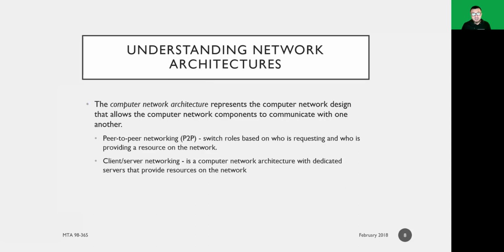Understanding the network architectures, there are two types: peer-to-peer networking and client-server networking. We've already covered client-server networking, but once again, client-server networking is a community network architecture with dedicated servers that provide resources on a community network. Whereas peer-to-peer networking is a community network that switches roles based on who is requesting and who is providing the resource on the network.